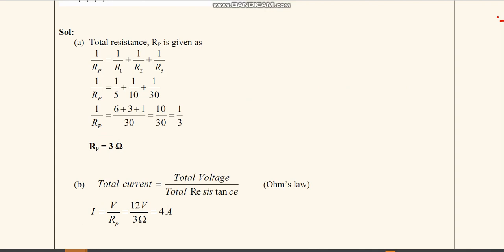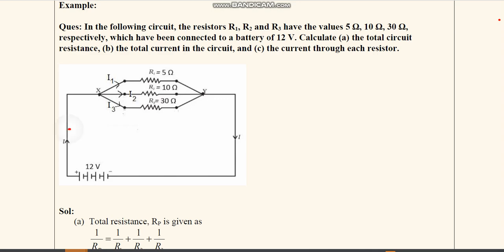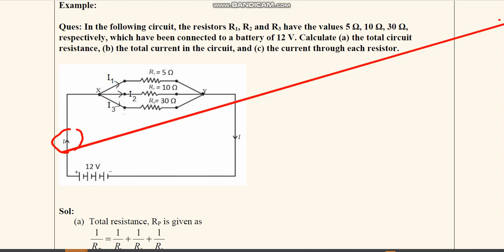Now, to find the total current through the circuit, you apply Ohm's law. That is, total current is equal to total voltage by total resistance. Total voltage is the one supplied by the battery, that is 12 volt, and total resistance is the one that you found above, that is 3 ohm. So dividing 12 by 3, you get 4 ampere. So the total current in the circuit is 4 ampere. That is, this current is 4 ampere.